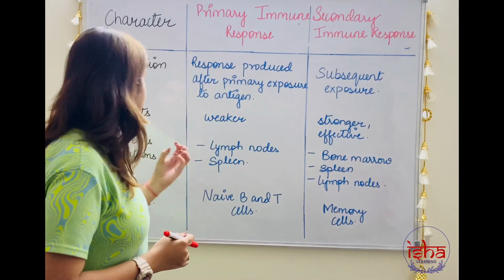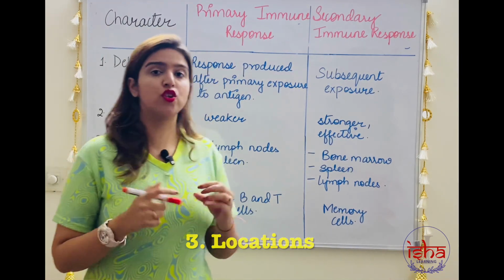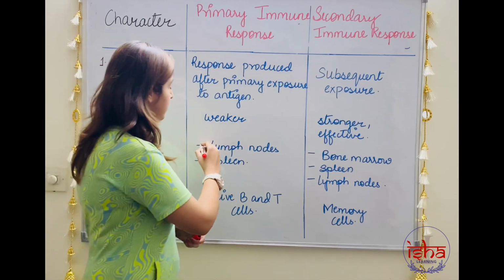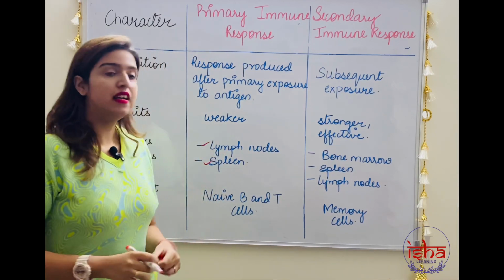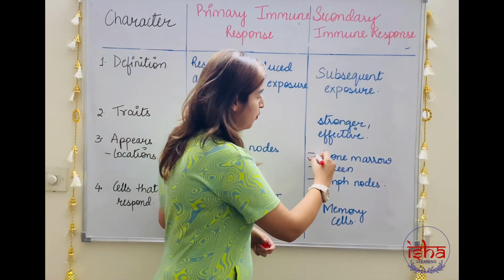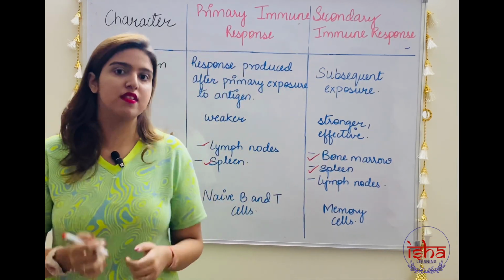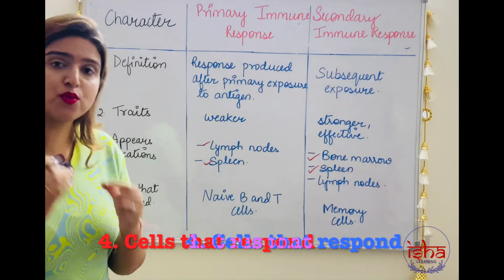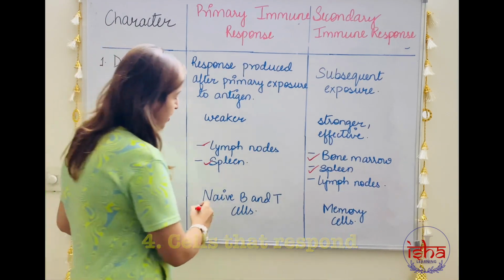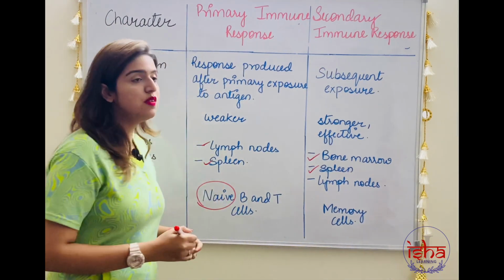Now, where are these responses seen? The location. The primary response is seen in the lymph nodes and the spleen. The secondary response comes in the bone marrow, spleen, and then in the lymph nodes. This is the sequence. Now, what are the cells that respond? In this case, the primary case, naive B and T cells respond.